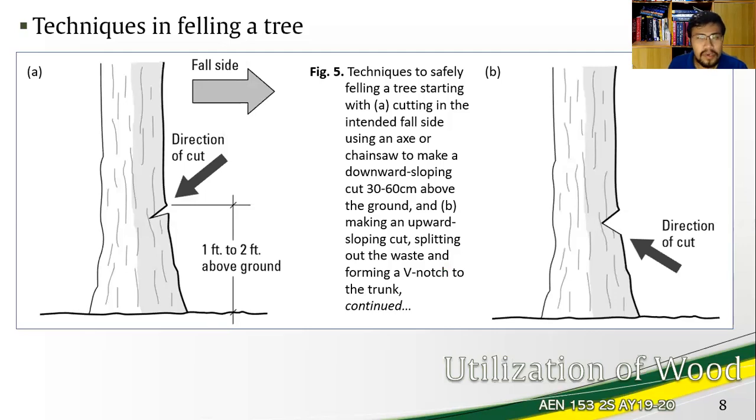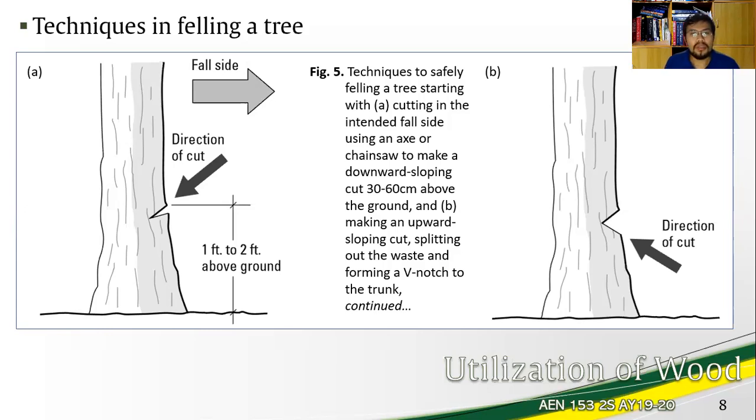Now, after the equipment, we have the technique to cut a tree. Look at the slides. Here you have a standing tree. The first important thing that you should be able to identify in such a situation is the fall side. On which side are you going to have the tree fall? Once you have that, you can make the first cut on the tree.